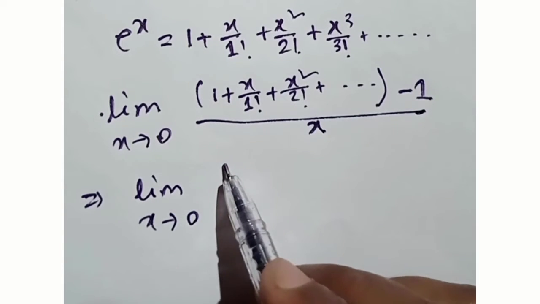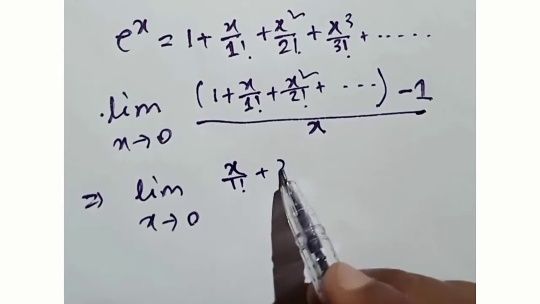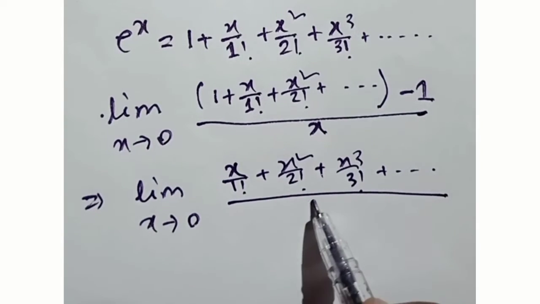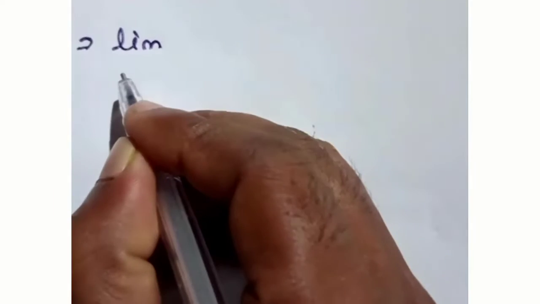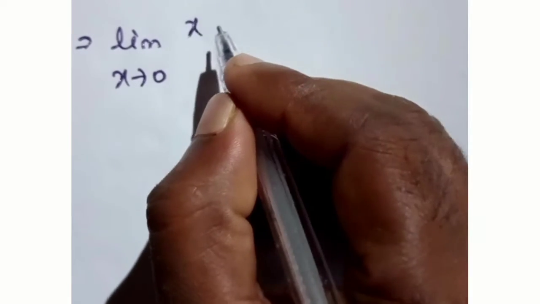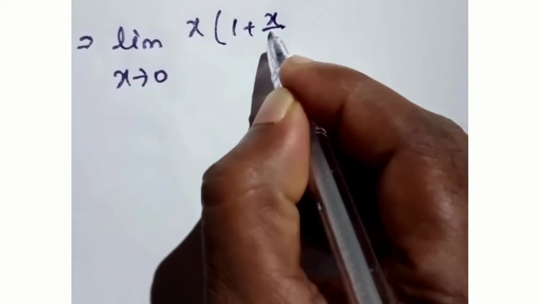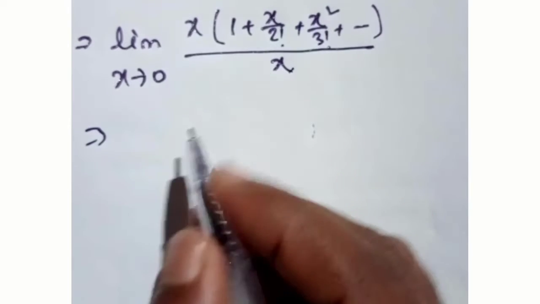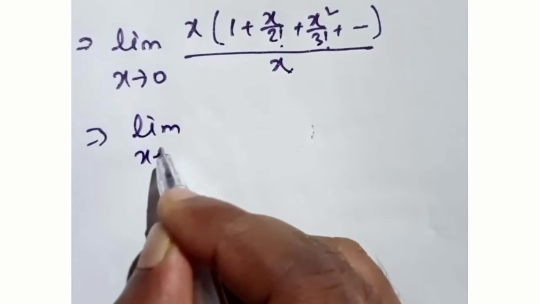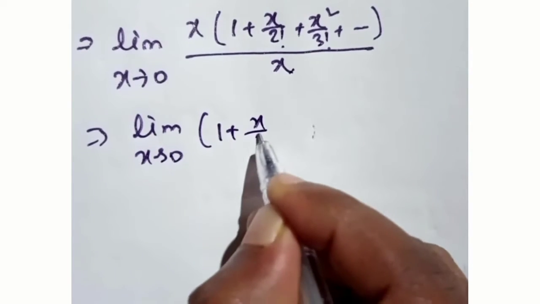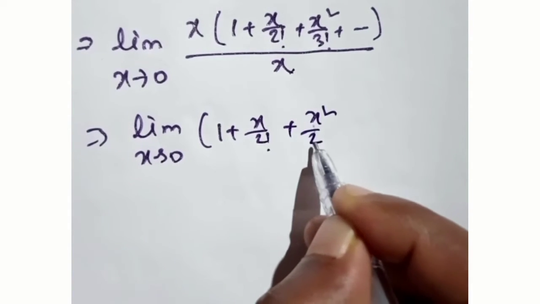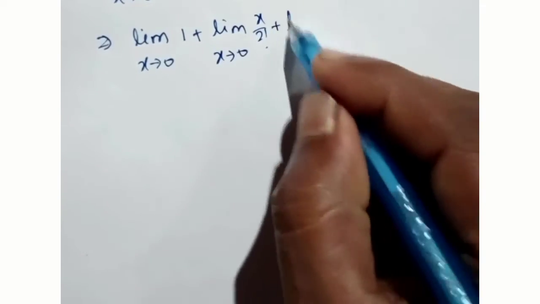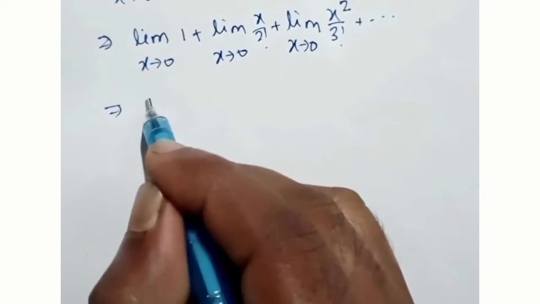So the beginning plus 1 and the end minus 1 will be cancelled out, right? So next we will get limit x tends to 0, (x by factorial 1 plus x square by factorial 2 plus x cube by factorial 3) by x, right? Now just take x outside of it. So we'll get x parenthesis 1 plus x by factorial 2 plus x square by factorial 3 plus so on. So both x will be cancelled out. So now simply we'll get limit x tends to 0, parenthesis 1 plus x by factorial 2 plus x square by factorial 3 and so on. Thus we'll get 1 plus 0 plus 0 plus so on. So that is 1.